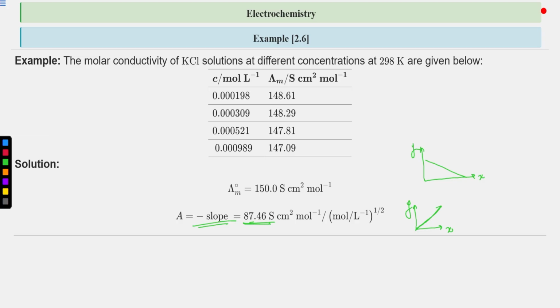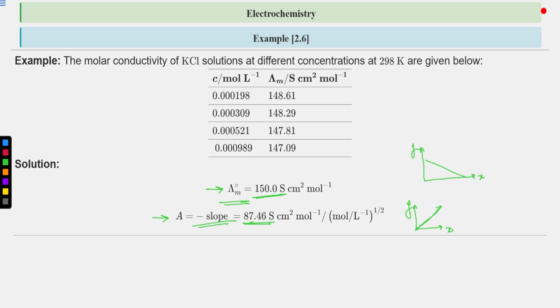So as we said, applying the Kohlrausch Law, we can obtain the graph for the weak electrolyte and strong electrolyte, and from that we can find out the limiting molar conductivity, which will be the intercept of the graph. So lambda naught will be 150, because that is 148.61 and greater than that will be 150. You just have to measure from the graph. Whatever the intercept will be, that will be the value of limiting molar conductivity.